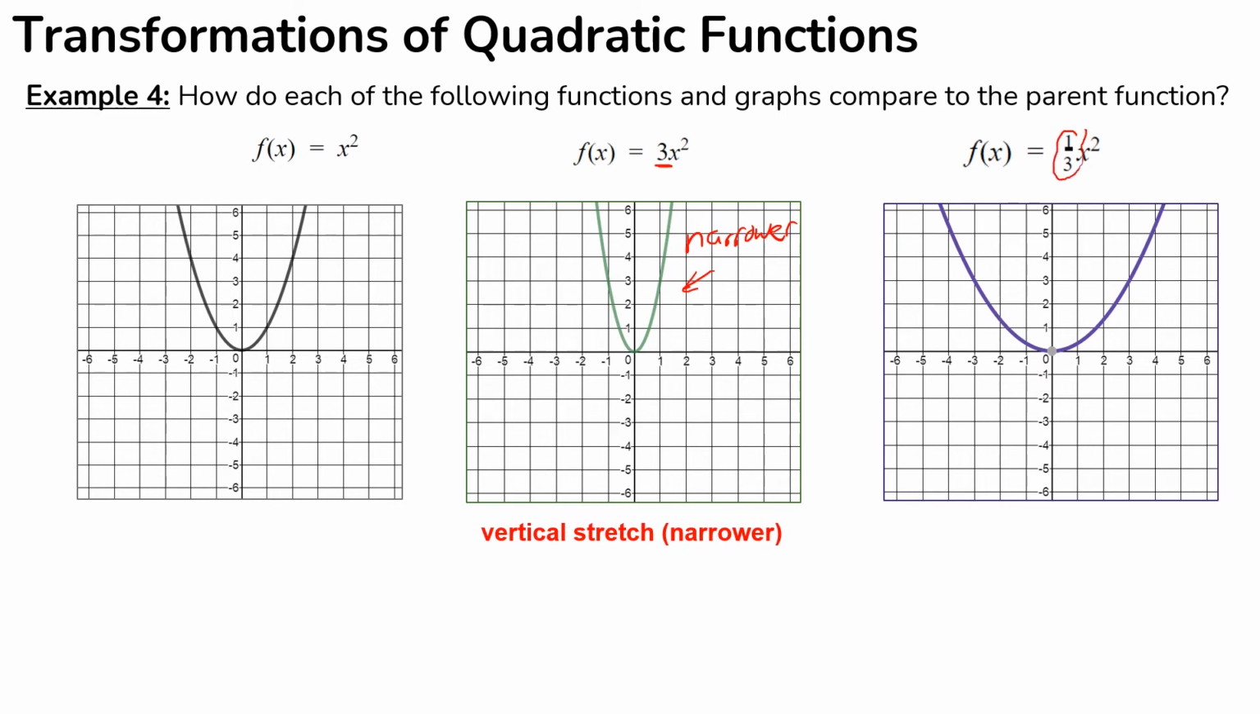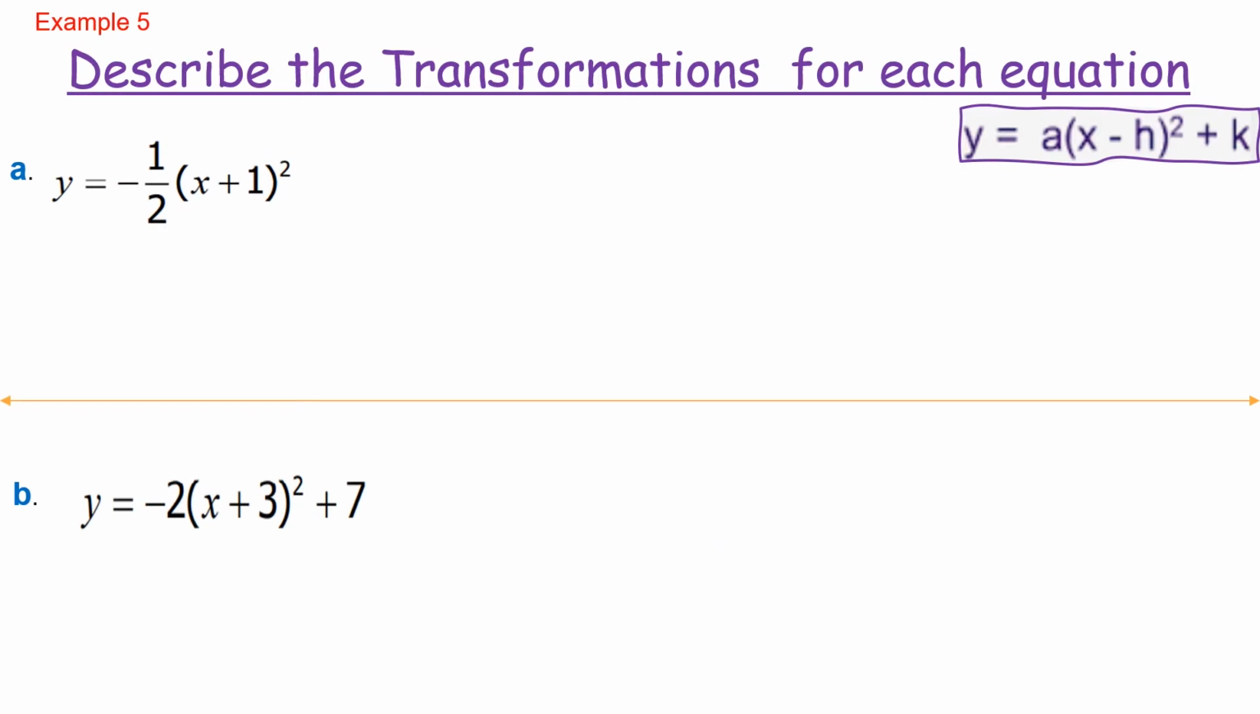And that graph is actually wider than the parent function. So we can see our parent function here, but this graph is actually wider, and that is indicated by this fraction here, which is our a value. So let's piece everything together with our transformations.